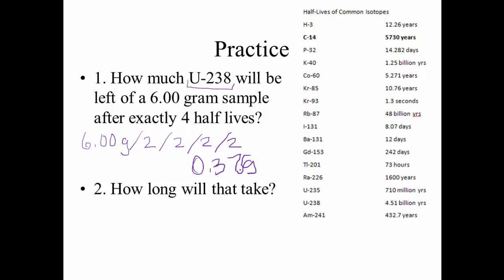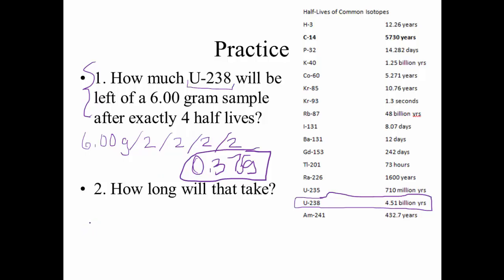Let's put that 5 in there. Okay, so 0.375 grams. Now the next question, how long will it take? The problem itself didn't tell me how long each half-life was, so I'm going to use this chart over here. Uranium-238, we see, has a half-life of quite a long time, 4.51 billion years. That's approximately the estimated length of the life of the Earth, okay? 4.51 billion years, the age of the Earth.